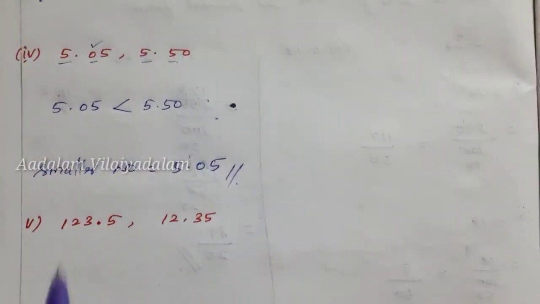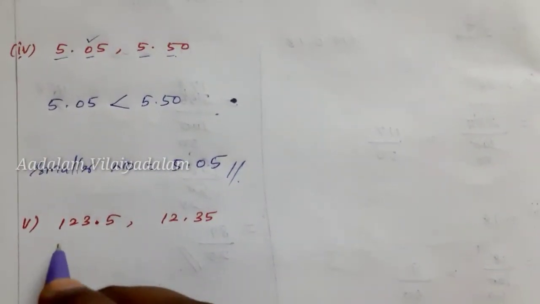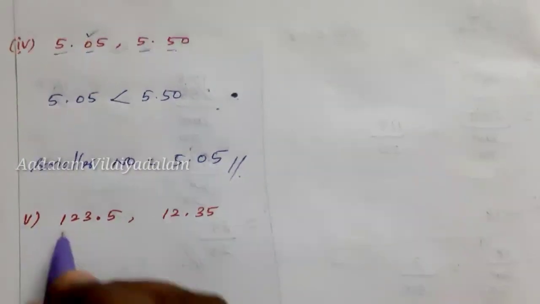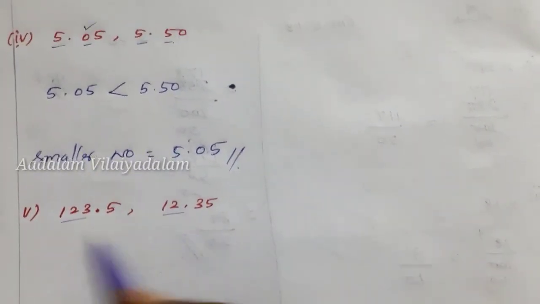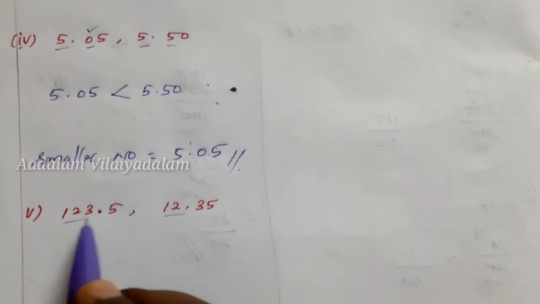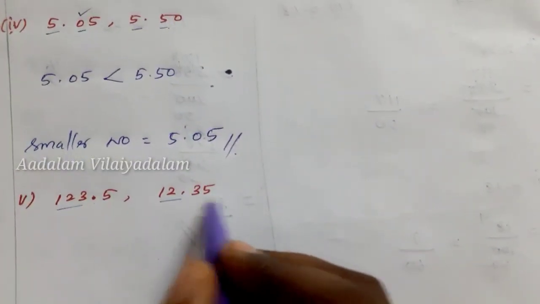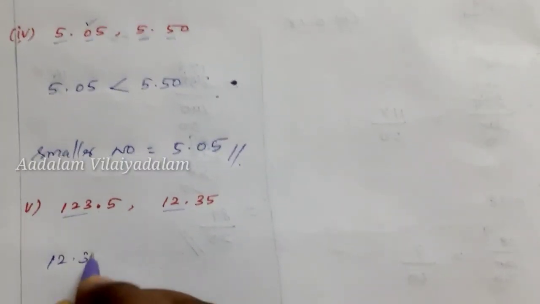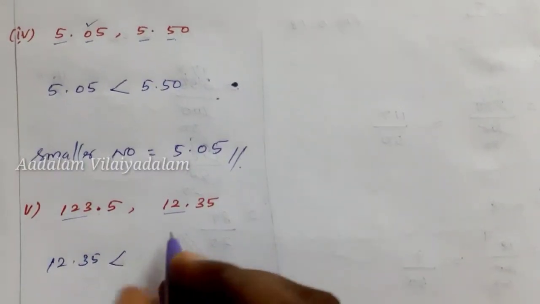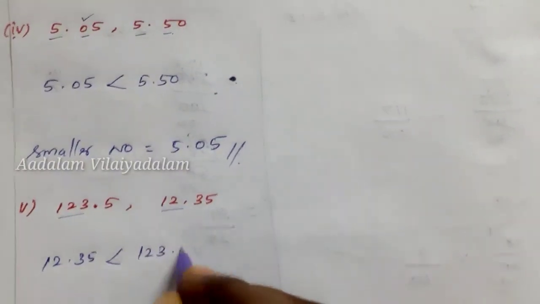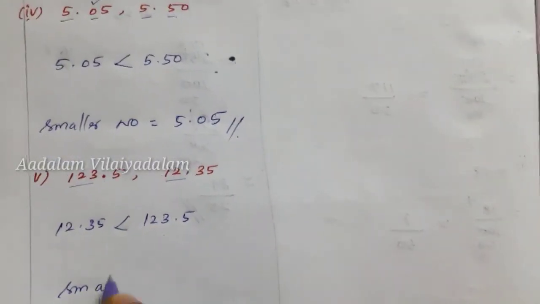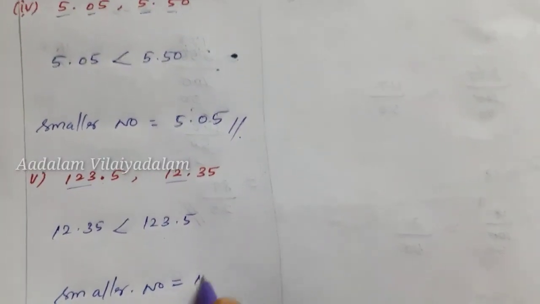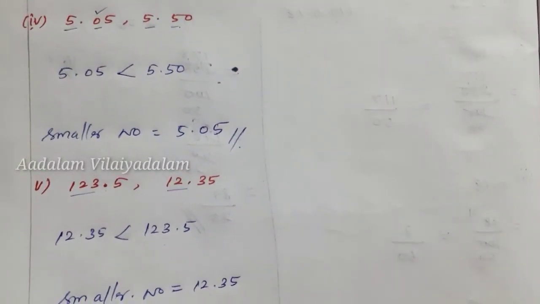Did you understand? Now, the fifth subdivision: 123.5 and 12.35. Look at the whole part. Here 123 is here, here 12.35 is here. So by comparing the whole part, we can say 12.35 is smaller than 123.5. Therefore, we can write the smaller number is equal to 12.35.